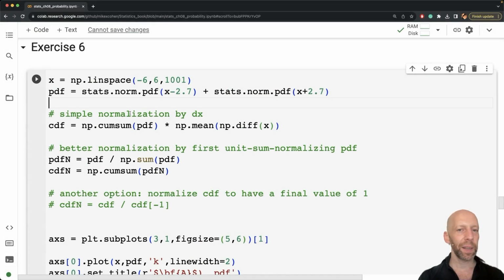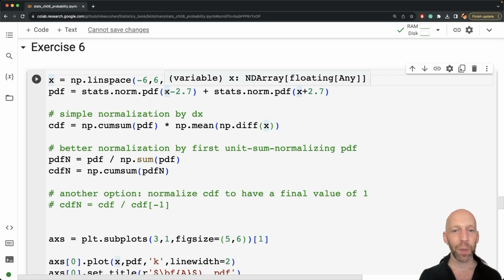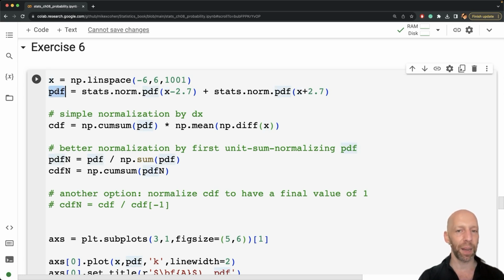So here you can see I create the x-axis variable going from -6 to +6 in 1001 steps. And then here is the sum of the two PDFs. It's stats.norm.pdf(x) in both cases, but here it's x minus 0.27 and here it's x plus 0.27. And I call this variable pdf. Okay, so then I'm taking a cumulative sum, which should be the CDF if the PDF is properly normalized, which I do here. So here I'm normalizing by dx.